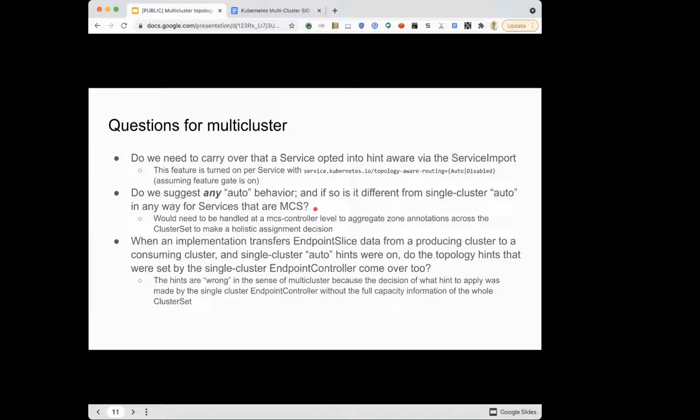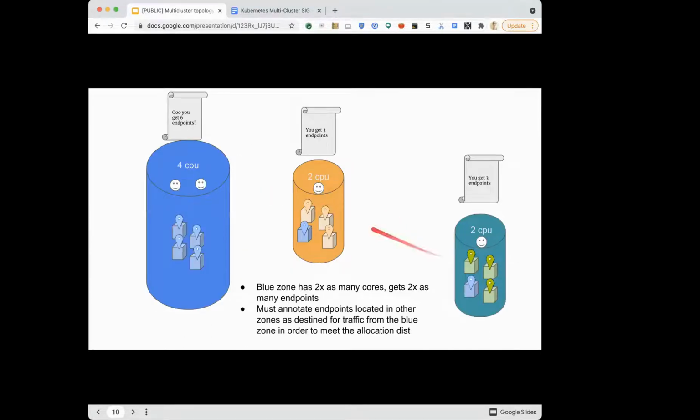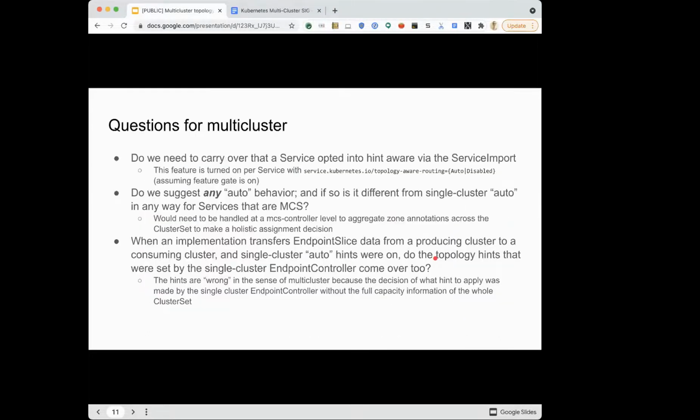One interesting thing about this auto implementation as it exists today is it needs to know about all the nodes. Right now, the way it's designed for a single cluster, it's going to know everything about the nodes in one cluster. But if we're multi-cluster, there are nodes in other clusters to consider in terms of capacity planning if we were mimicking it directly. So if we were going to extend the auto behavior, and suggest that multi-cluster service controllers extend it in some way, then something would need to operate at the MCS controller level to aggregate these zone aggregations across the whole cluster set to make that type of holistic assignment decision.